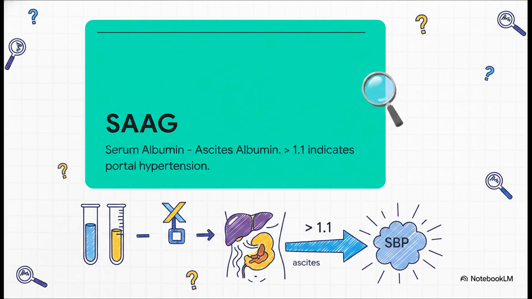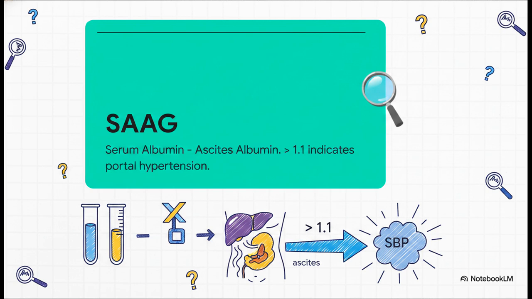Okay, picture this. You've got a cirrhotic patient presenting with a fever, shifting dullness, and diffuse abdominal pain. Now, the clinical lawyer immediately wants to blast them with broad-spectrum antibiotics, just assuming an infection. But the judge demands an audit. First up, we calculate the SAG, the serum ascites albumin gradient. You just subtract the ascites albumin from the serum albumin.